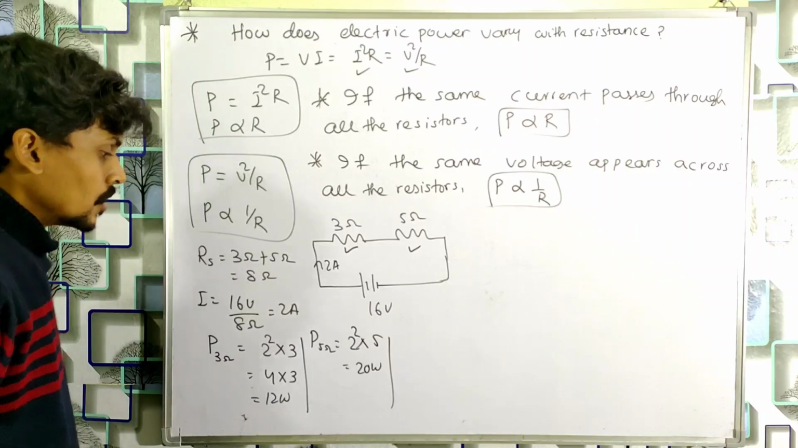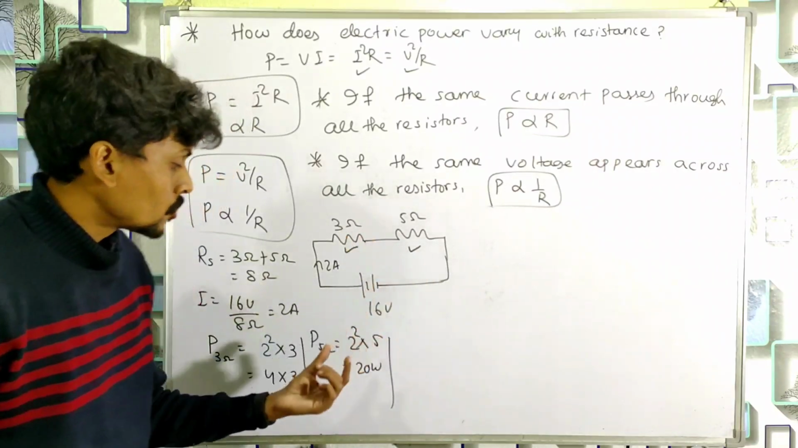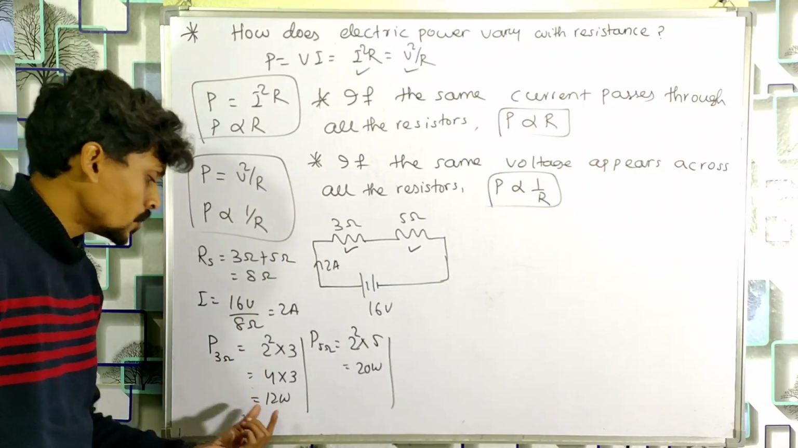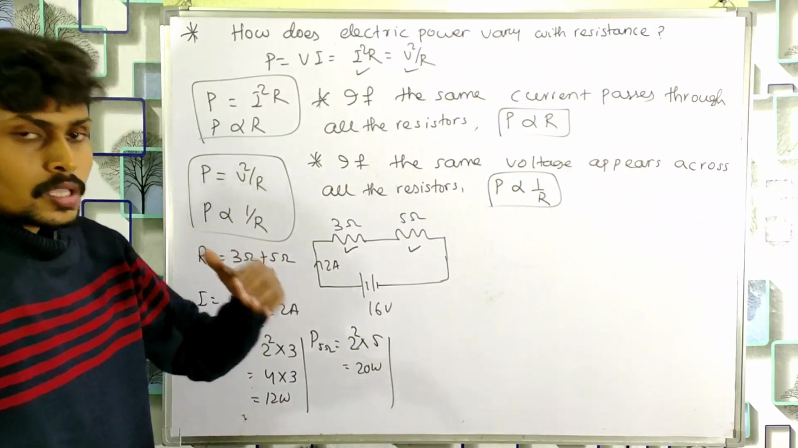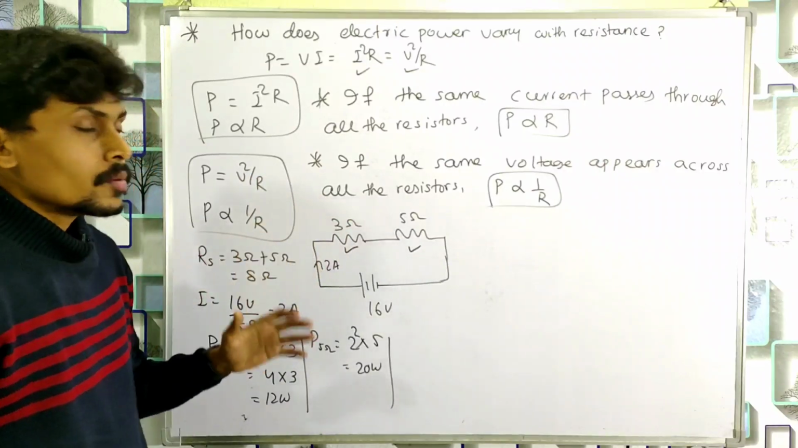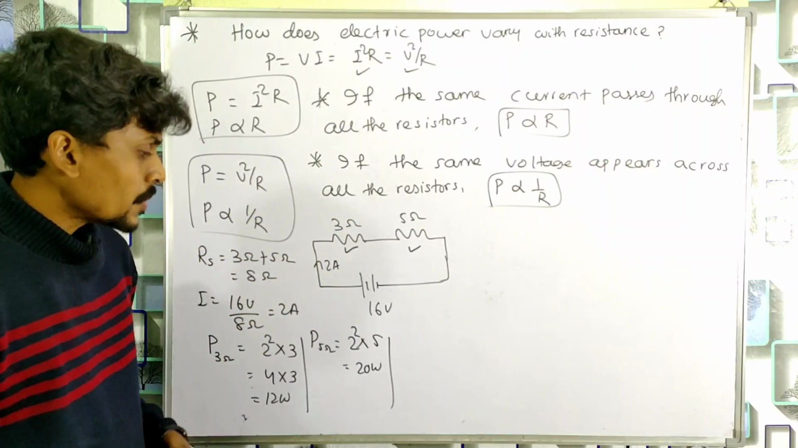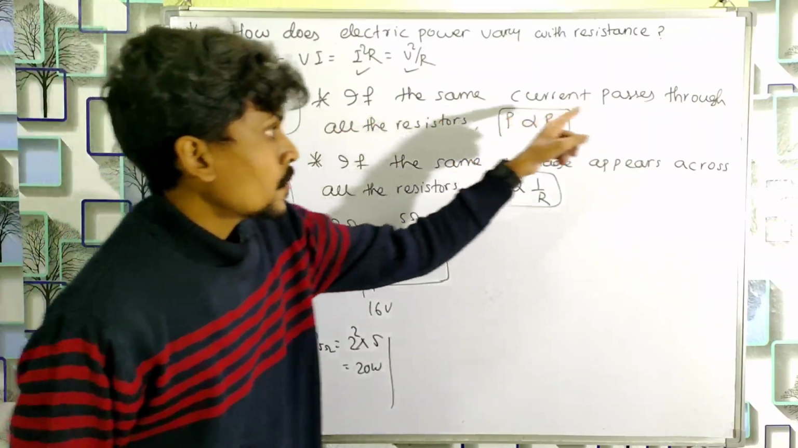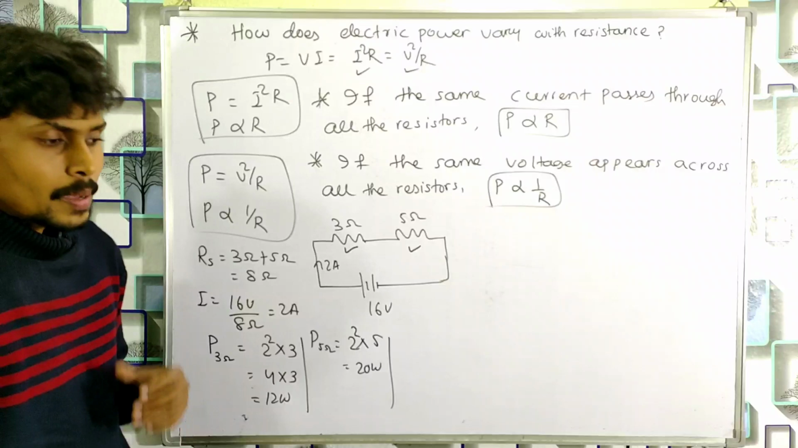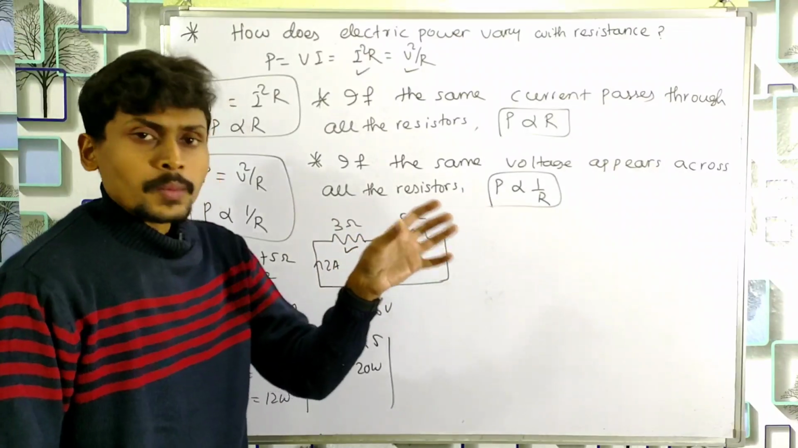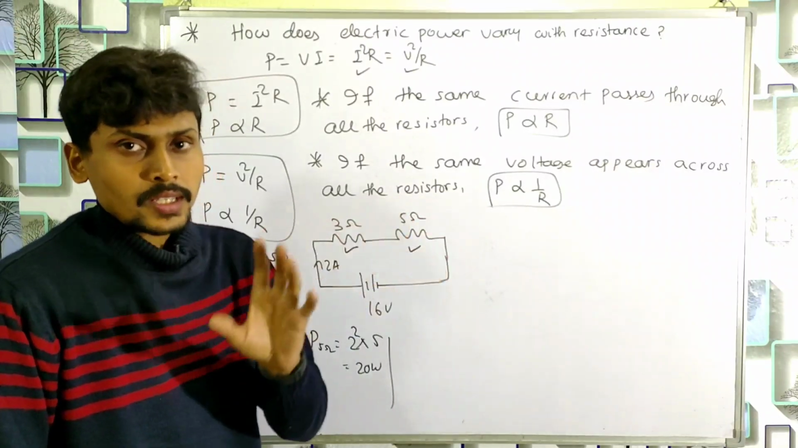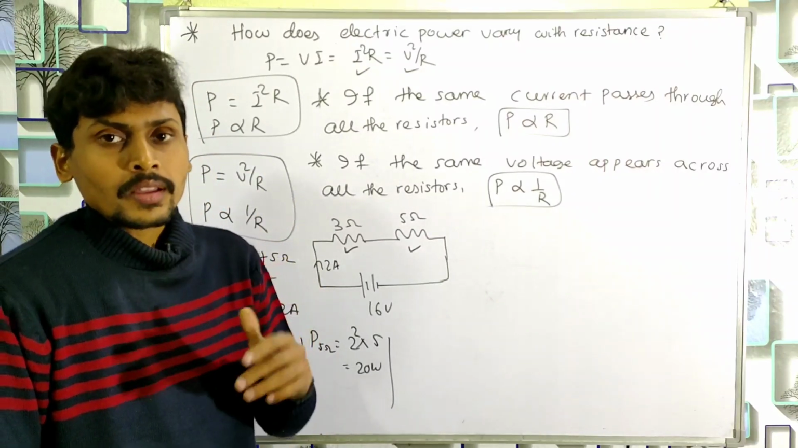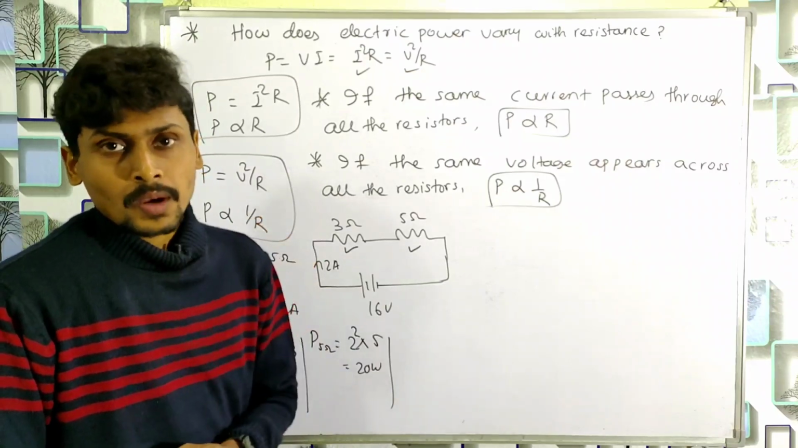You can say that the 5 ohm resistor consumes 20 watt of power while the 3 ohm resistor consumes 12 watt of power. That means more resistance consumes a greater amount of power. That means P is directly proportional to resistance if the same current passes through all the resistors. In other words, if a number of devices are connected in series, then the resistor whose resistance is maximum will consume maximum power.